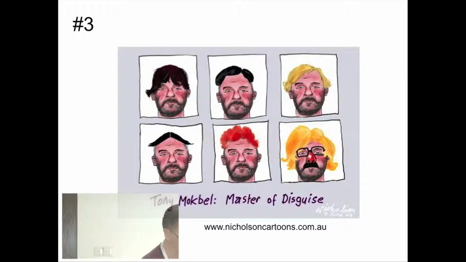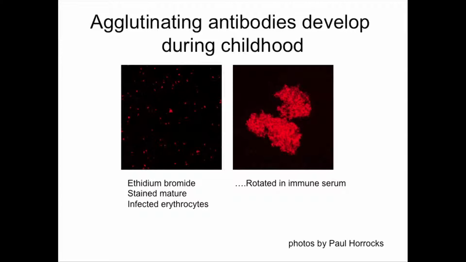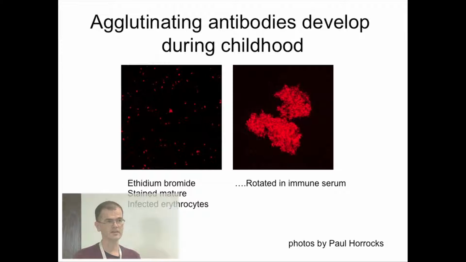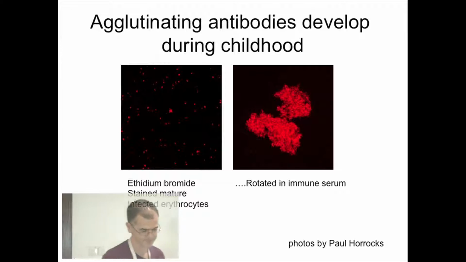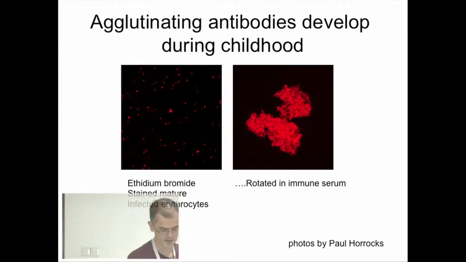And nicely illustrating this, these little red spots are parasite-infected red blood cells. And if you rotate them in serum from an immune individual, they all stick together like this, form these big agglutinates, showing that individuals, as they grow up, they learn to recognize the surface of infected erythrocytes. And why this is important is that parasites have multiple copies of these proteins, and they are able to switch between them, and in doing so, evade the immune system, just in the way that Tony Mokbel did in that cartoon.